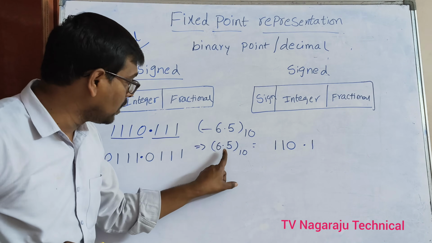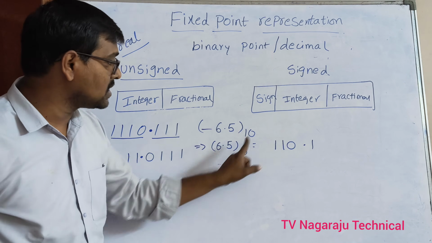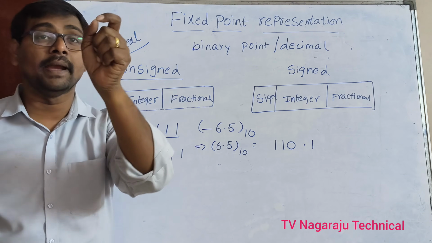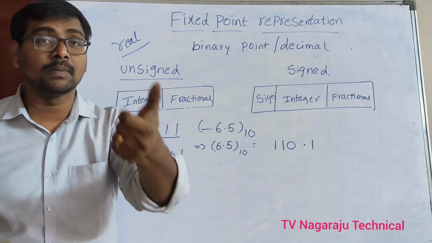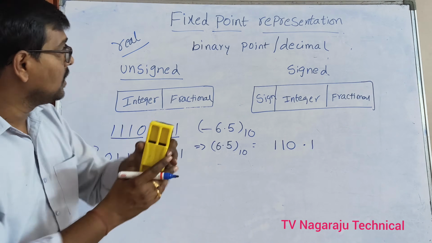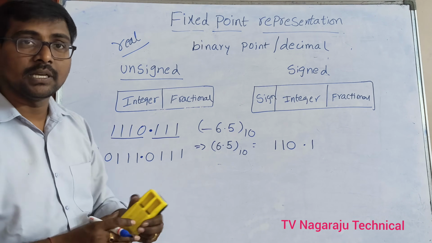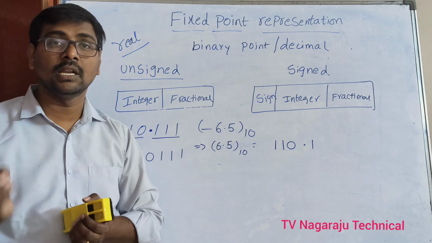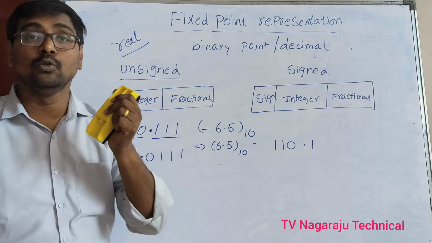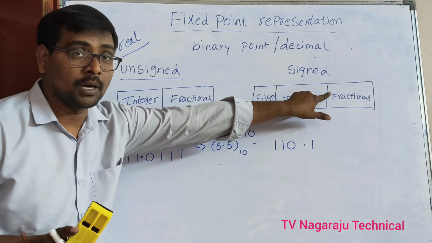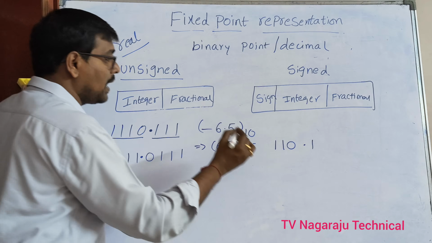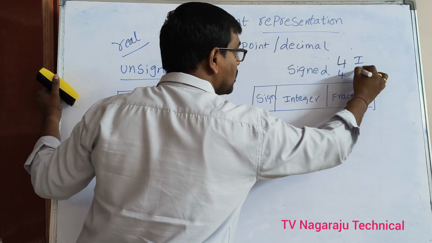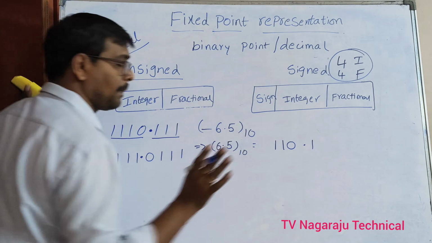My step 1 is completed: convert this decimal number into binary. Always we represent in the binary format only, even though decimal is given. Now the question is, in fixed point representation, how many bits are used for the integer part? How many bits are you using for the fractional part? Assume here I am using 4 bits for integer representation and 4 bits for fractional representation.